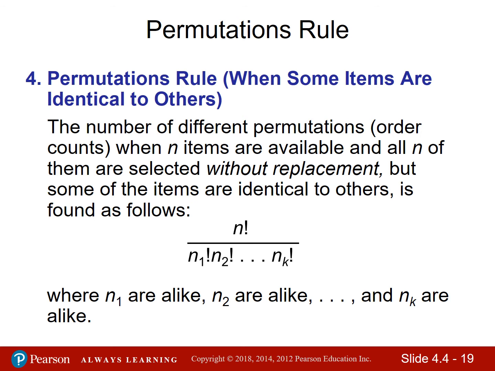Permutation rule when some items are identical to others. Sometimes you want to arrange some items, but some of them are identical. For instance, I want to arrange letters, like a word, almost like a nonsense word. I have the letter A 3 times, E 4 times, and B 4 times. So what is the number of different permutations?